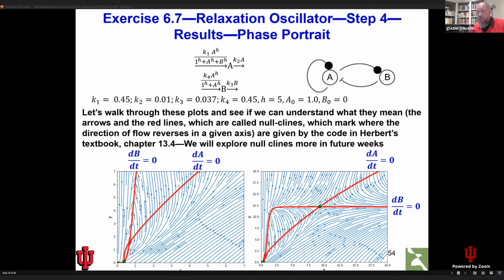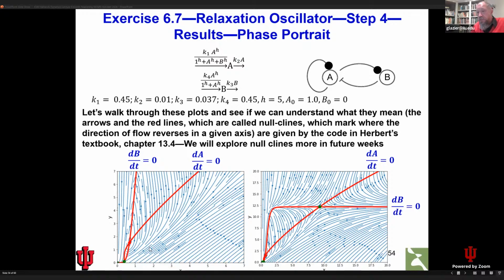Here, A increases. I cross this line, and B increases. I cross this line, B is still increasing, but A is now decreasing. I cross this line, A is still decreasing, but B is now decreasing. I cross this line, B is decreasing and A is increasing. That's my cycle. So I go around and around and around this point. It's not circular. It's got this elongated shape, but that's my oscillation.